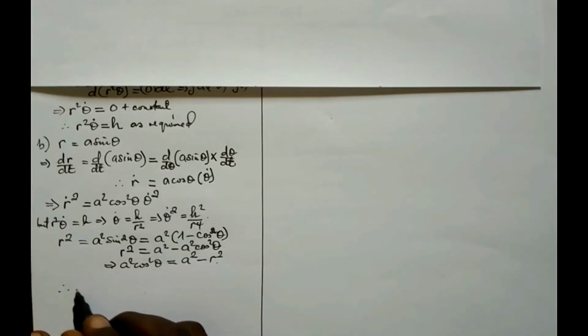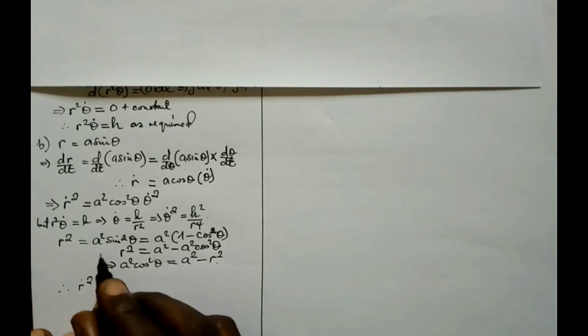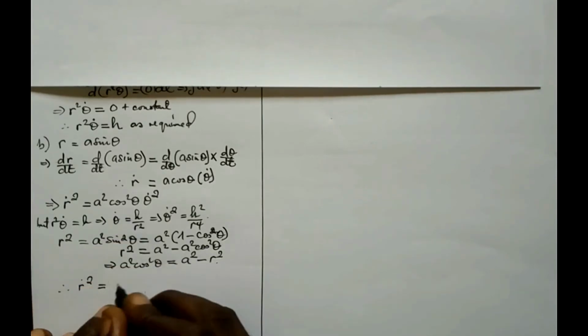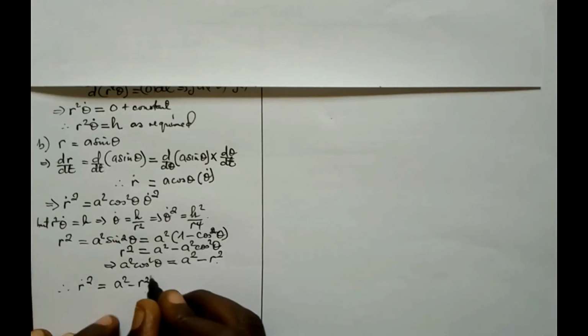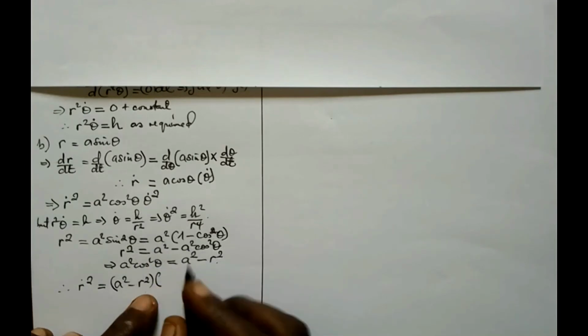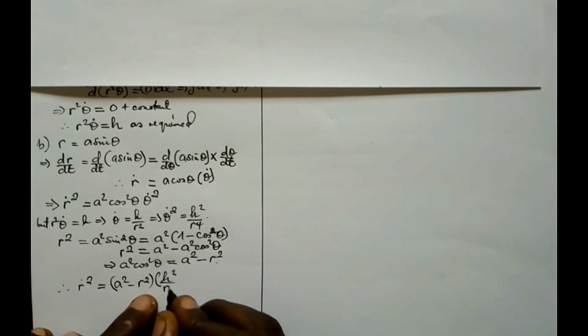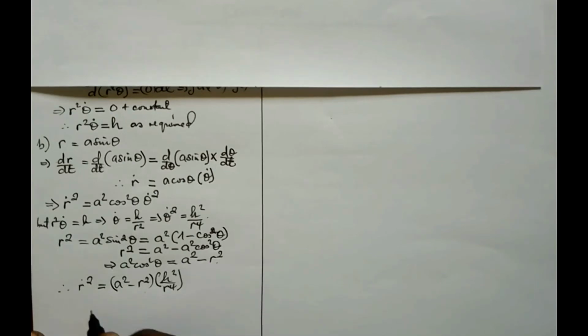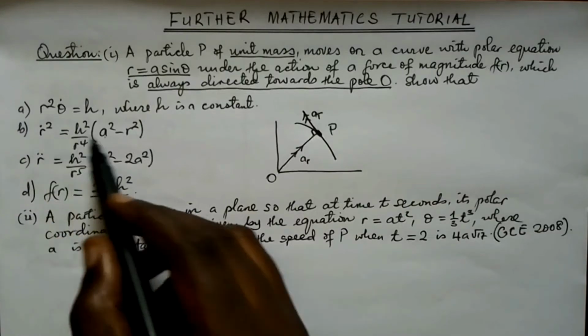So I can now say therefore r dot squared equals a squared cos squared theta, which is a squared minus r squared, and theta dot squared is h squared all over r to the fourth, and r dot squared should then be h squared all over r to the fourth into a squared minus r squared, as required.